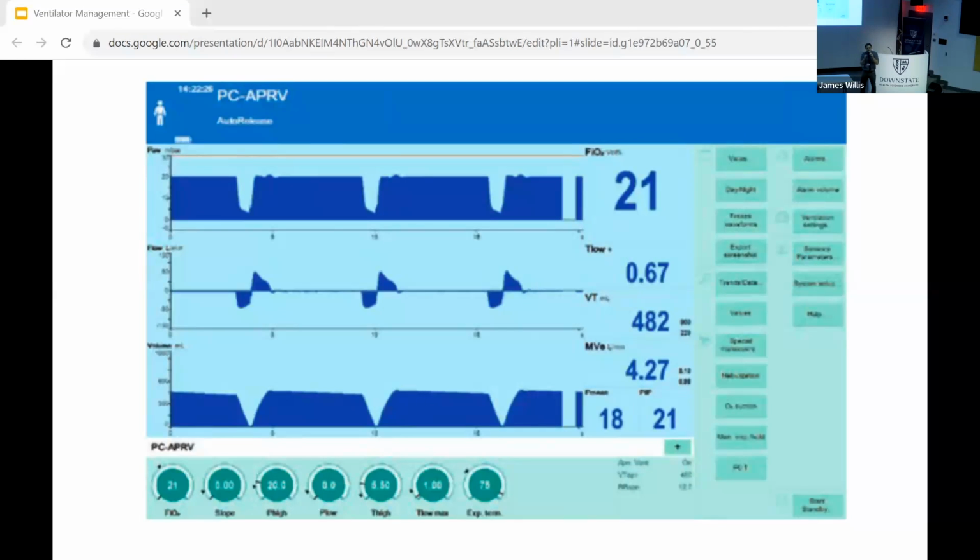And that's how you put in those settings. And then the FiO2 is what you adjust. And that's what your input is in here. And that's what your output is at there. But again, pressure, flow, and volume. Pressure, flow, and volume. It's the same exact setup.